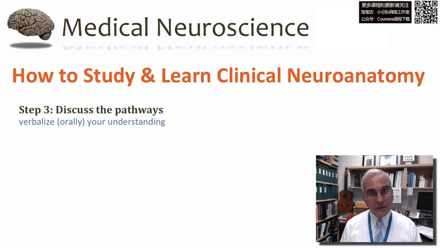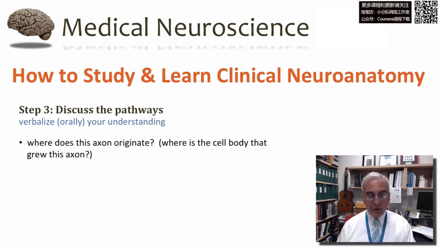Well, step number 3 is to begin to push your knowledge and your representations into the social domain of our human relations. So discuss the pathways, verbalize orally your understanding. So here are some questions that you can ask if you get a drawing in front of you that perhaps has neurons along a sensory or motor pathway. You can point to an axon and you can ask yourself questions such as, where does this axon originate? Or in other words, where are the cell bodies that grew out these axons?